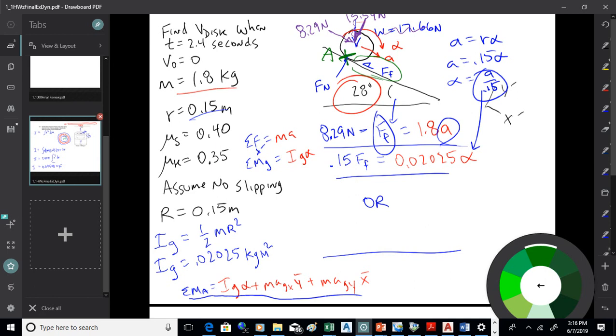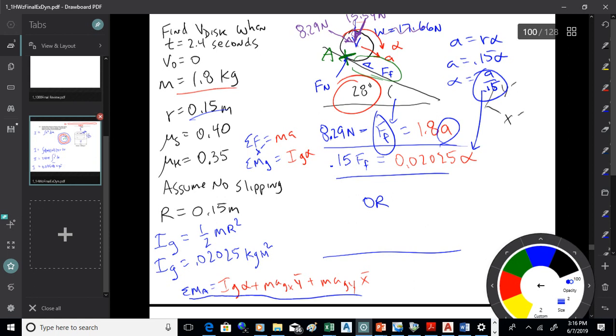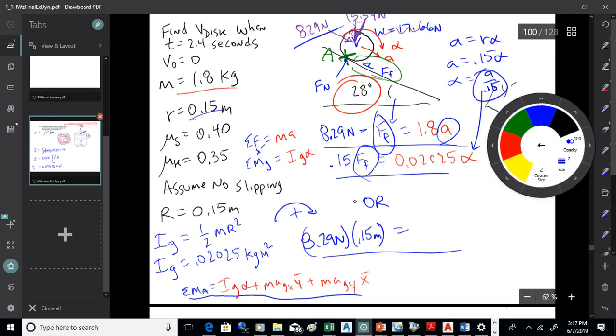All right. So if you do that, what's causing the thing to roll when you take a moment about A? What force makes it roll when you take the moment about A? Yeah, right there. See, it's different now. Here we're looking at the friction causing the rolling motion. But when you take moments about A, it's that weight up top. Now we're calling clockwise positive because everything's going that way. So you'd have 8.29 newtons times 0.15 meters. So you'd start with that.